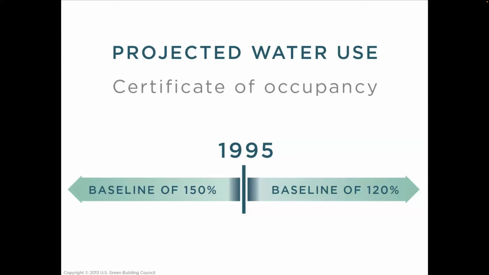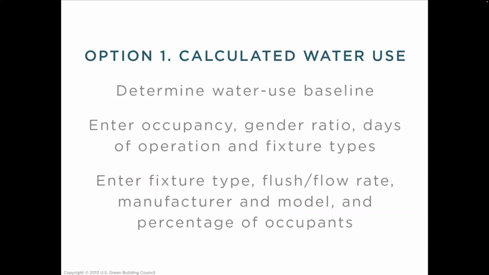So again, if your building was built before 1995 and you're at or below 100% of baseline, you meet the prerequisite. And if you're beyond 1995, then if you're at or below 120% of the baseline, you've met the prerequisite. That's usually because the fixtures before this weren't really water efficient, to be honest. If you're beyond 1995 and built to code, you at least meet the basic baseline.